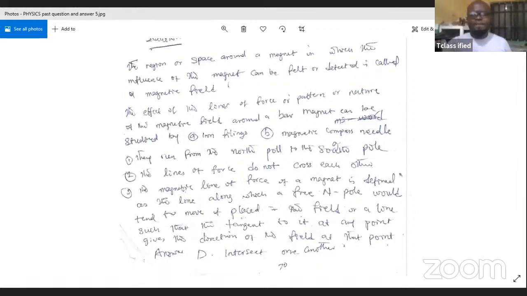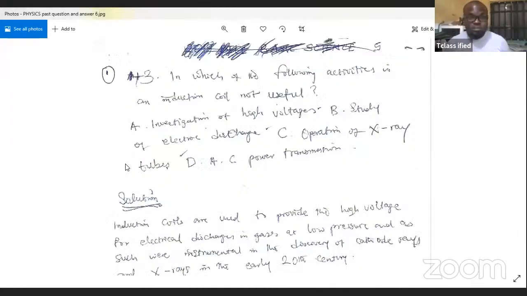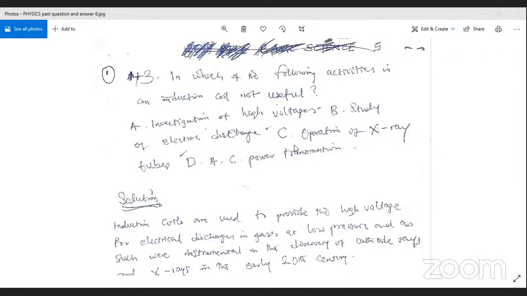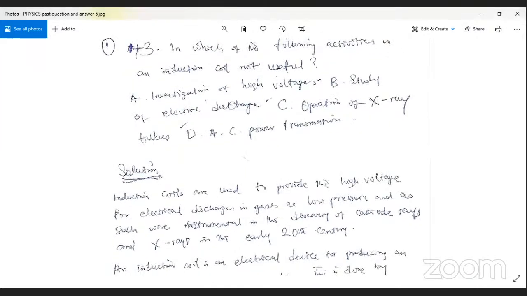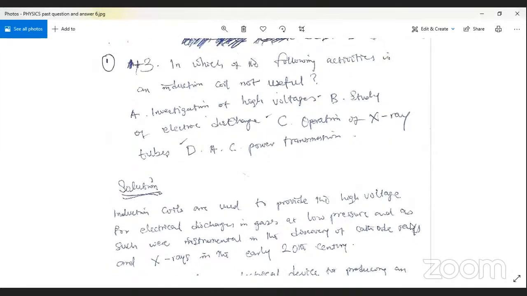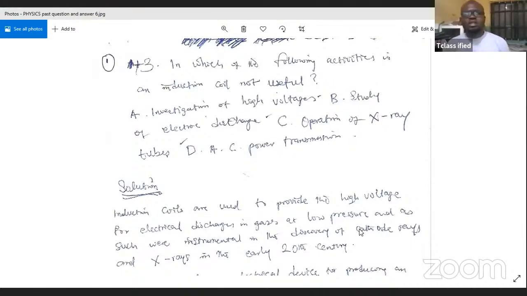Please let me know when you can see 43. Yeah, can you see 43? Can you see 43? Yes, I can see it. Okay.